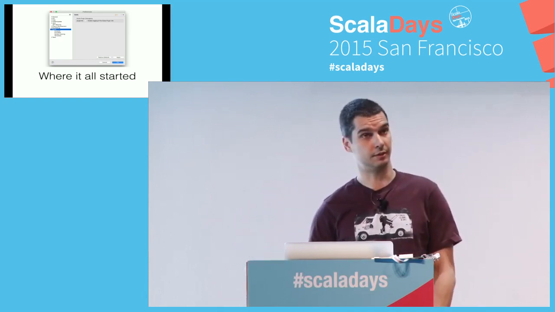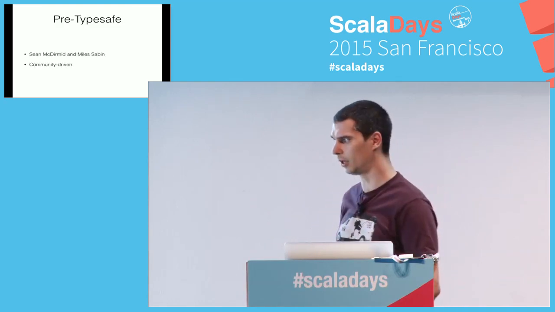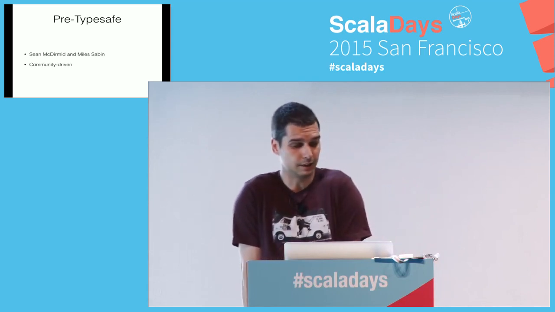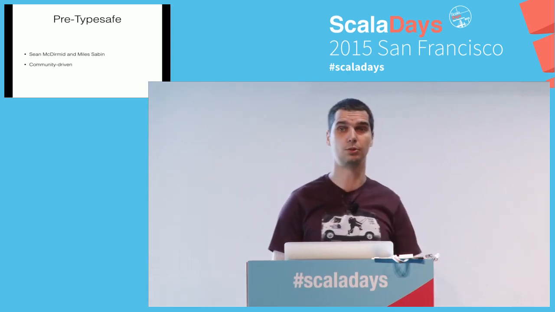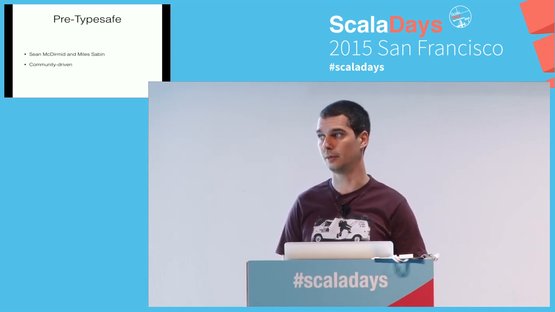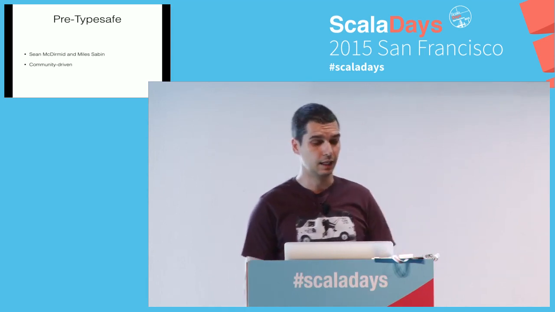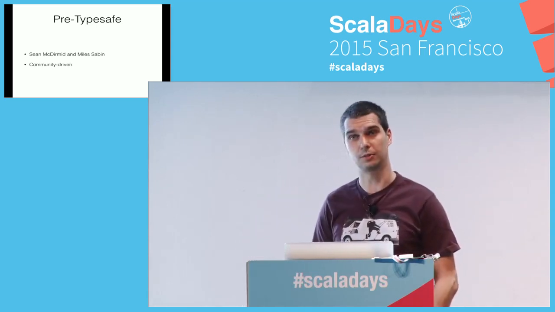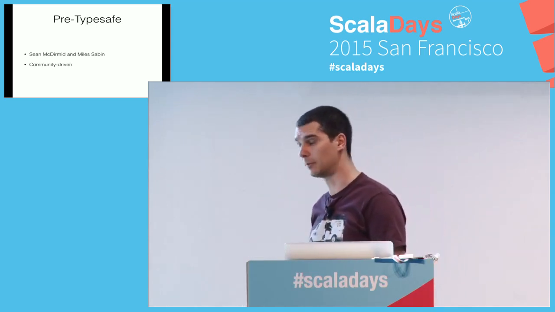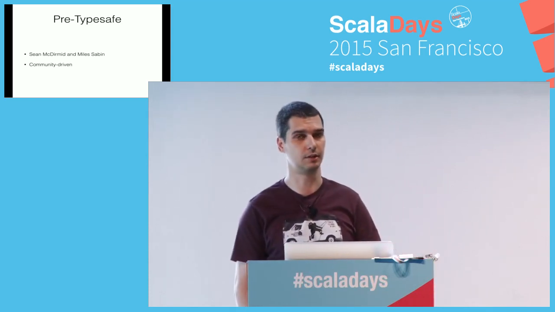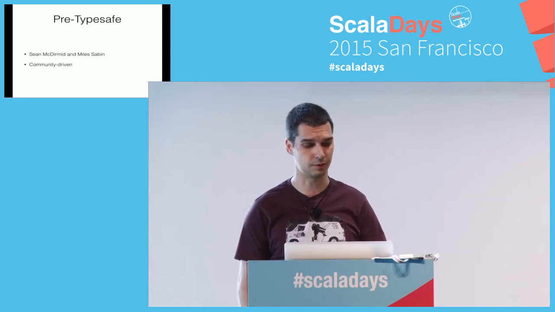So who wrote this plugin? These were early days, probably around 2009, 2010. TypeSafe didn't even exist yet, and I just wanted to mention two names here. So Sean McDermott, he was a PhD in Martin's lab at EPFL, and Miles Sabin. And probably you know Miles more for his work on shapeless and type-level programming and advanced type wizardry, but back in the day he was a maintainer of the Eclipse plugin for Scala.